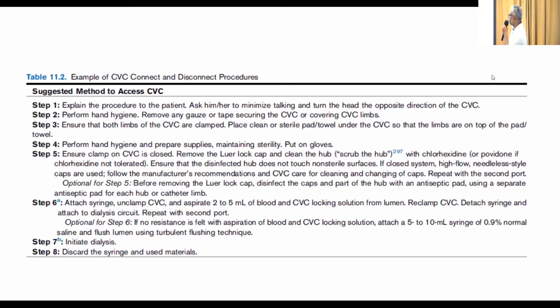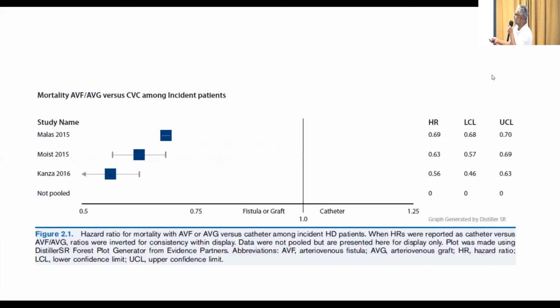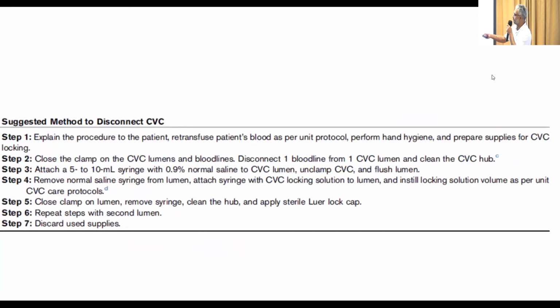And I'm sure most of the nurses do these things, they're much more expert than we are. And if anyone wants this, I can give it to them so that they can have a look. Again, how to disconnect. It's a way how you can disconnect the catheters in a more sterile way.